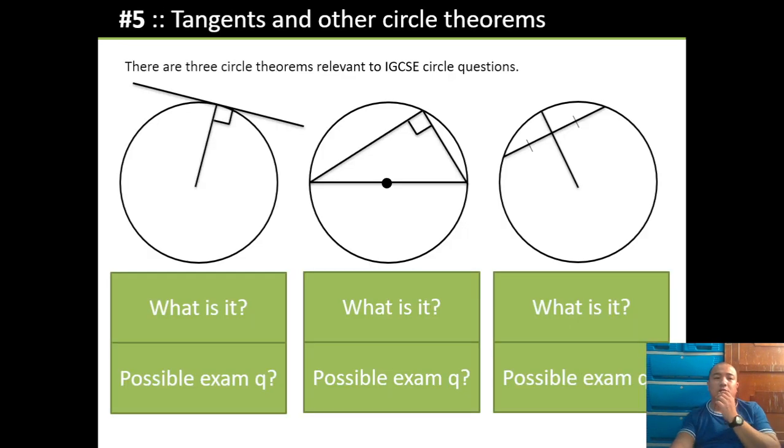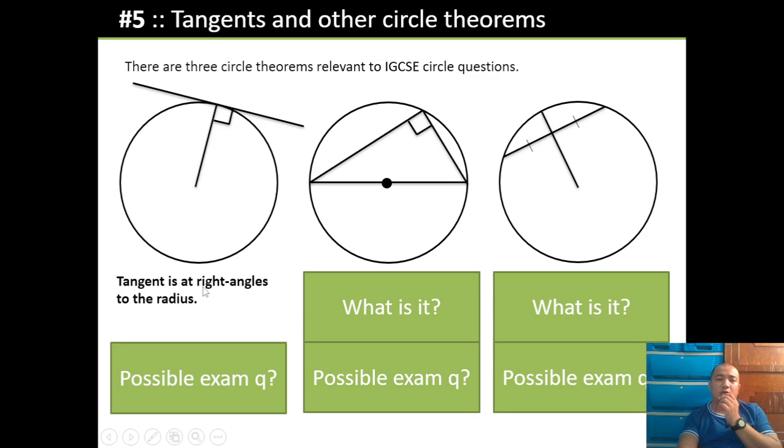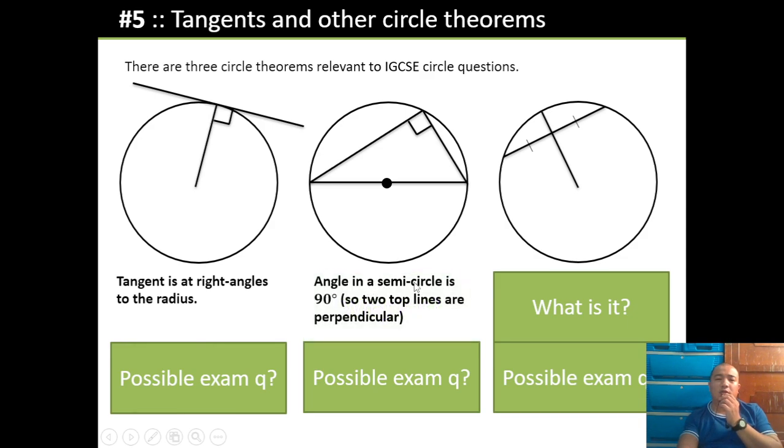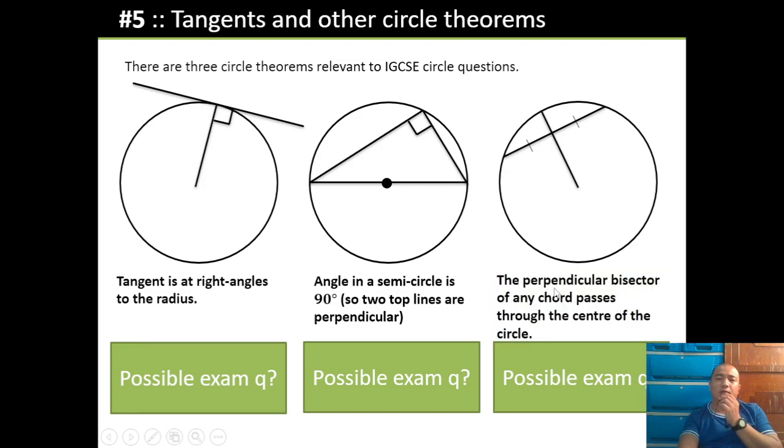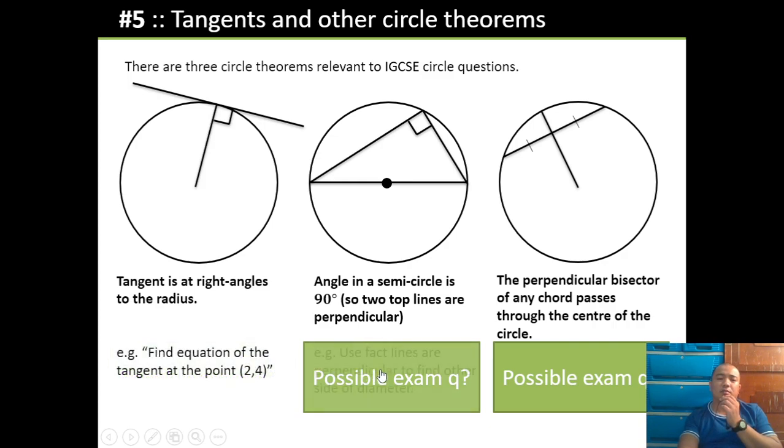So next, there are 3 theorems relevant to circle questions. What is it? Tangent is at right angles to the radius. Yes, this is the tangent line. It's perpendicular to the radius. Angle in a semicircle is 90 degrees. Yes, 90 degrees yun. Ito naman, the perpendicular bisector of any chord passes through the center of the circle. Yan, possible exam.